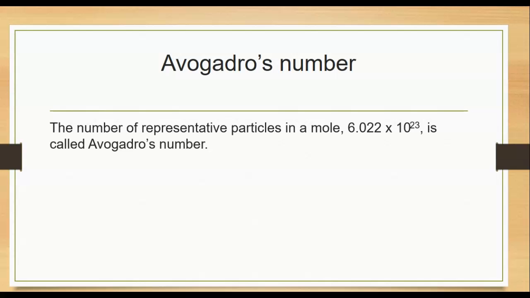Now the next is Avogadro's number. Avogadro's number is defined as the number of representative particles in a mole, which is 6.022 times 10 to the 23rd power. It is called Avogadro's number.